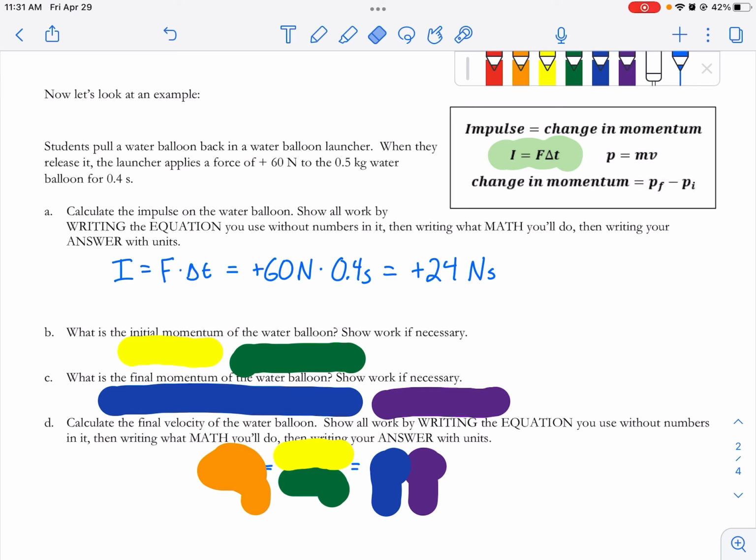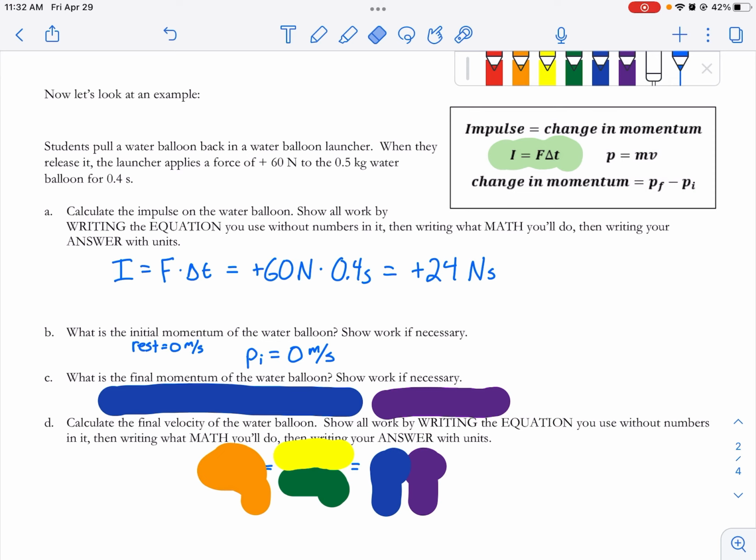Now, this next one says show work if necessary. What is the initial momentum of the water balloon? When it says show work if necessary, that means that we can probably think this through. So let's think about it. The initial momentum, when they pull the water balloon launcher back, and then we let go, and it applies a force, to begin with, my water balloon isn't moving. So it's at rest. So that means it's not moving. There is actually no momentum, because when you're not moving, the velocity is 0, anything times 0 is 0, so my initial momentum is actually 0.